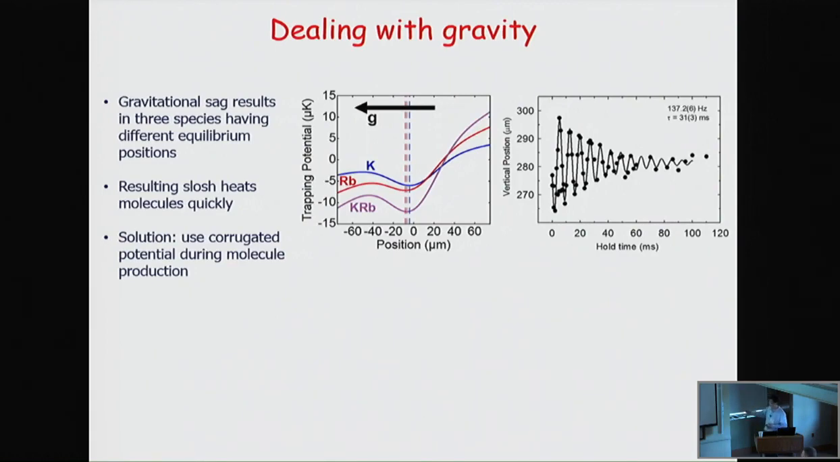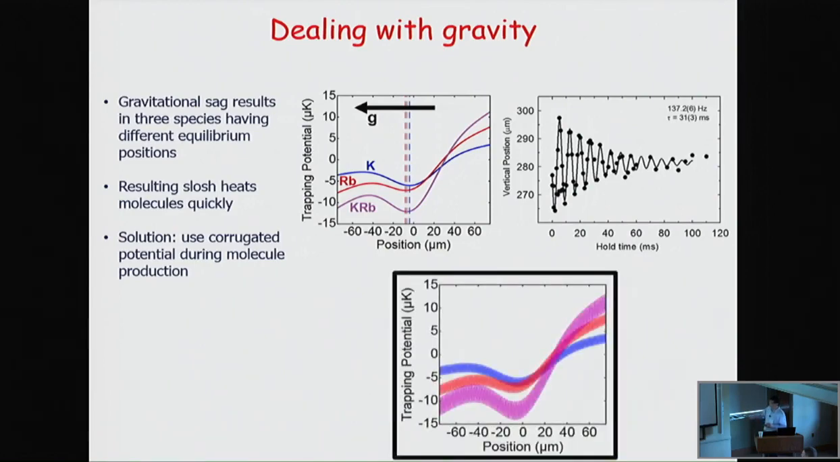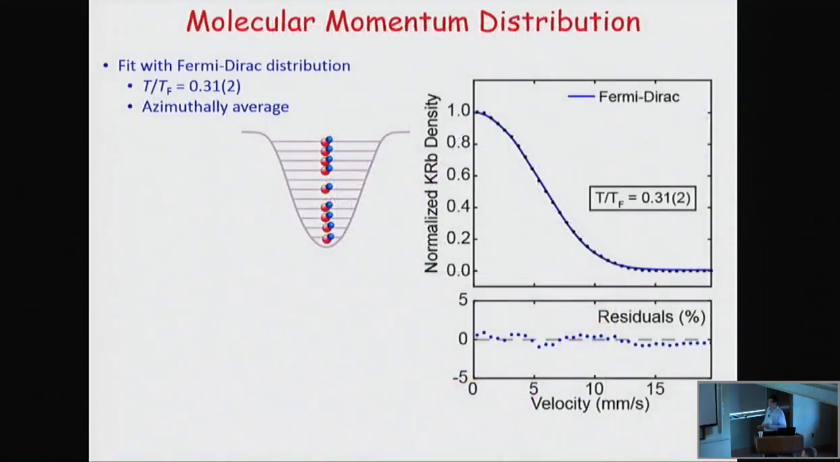So we want to remove this so-called slosh heating as quickly as possible. And all we did is just add a very small corrugated potential along the way, and it very quickly dampens the motion out. And that gets the molecules cold and keeps them there.